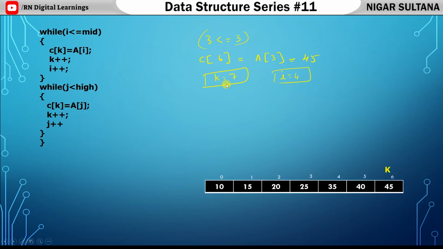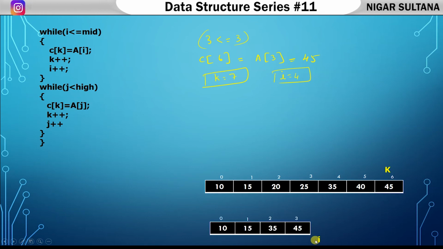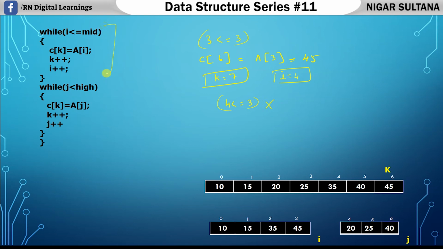Now what happens in the C of 6? It is 45. Increment the value of i. Now i and j both have been incremented. Now again check the condition of the while. i value is 4. Is 4 less than or equals to mid? This is false. Stop this part. So what happens here? The remaining values of i will be directly given into the new array.